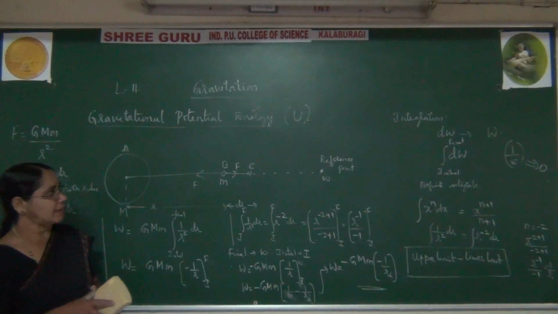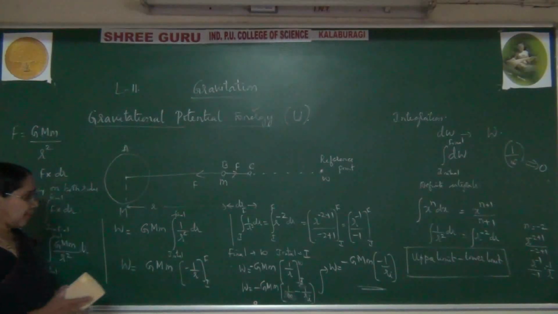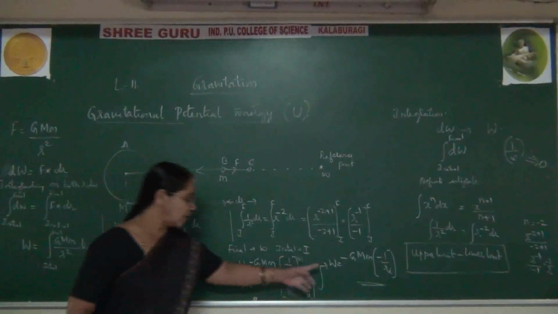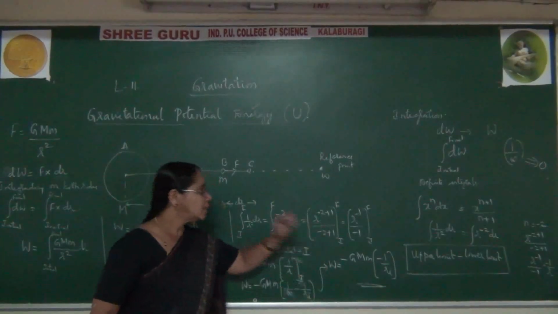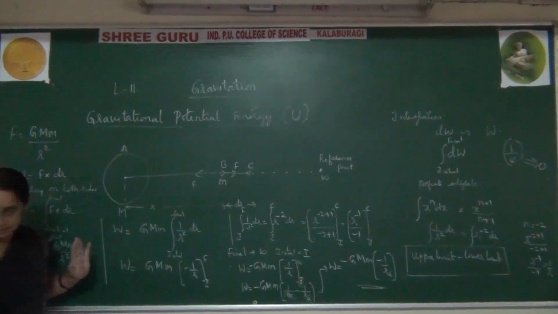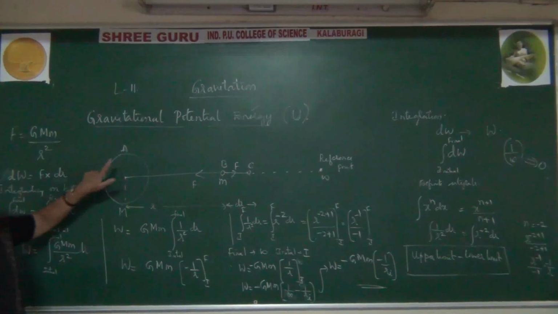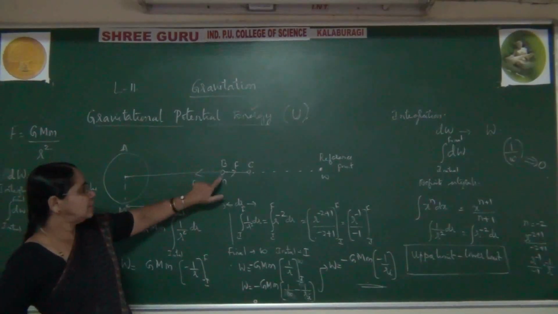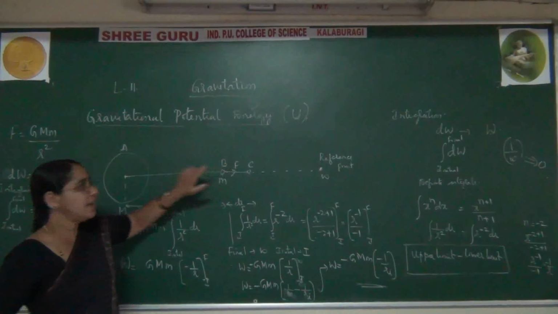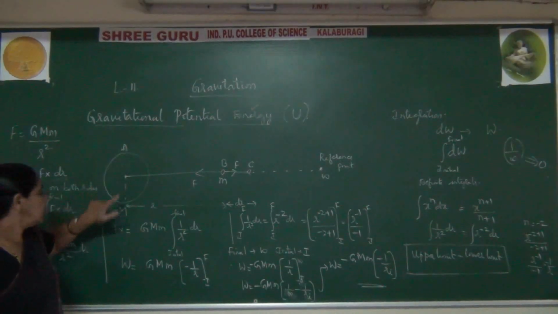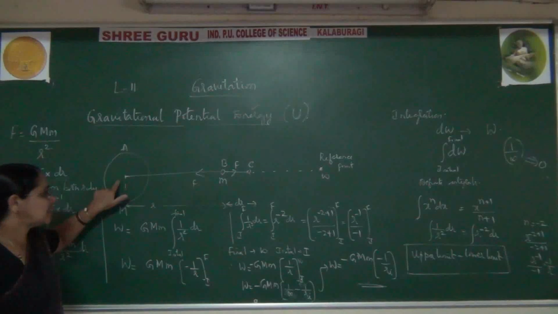Okay, let me highlight that one. So first you have got work done. Let me explain up to here. Then finally I go for it. So please observe. This is the mass of the earth. Here we have a small object of mass m. It is at point B. Earth is at point A, and the capital M is for the mass of the earth.